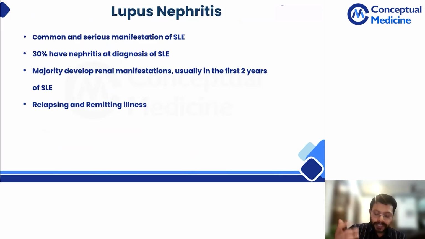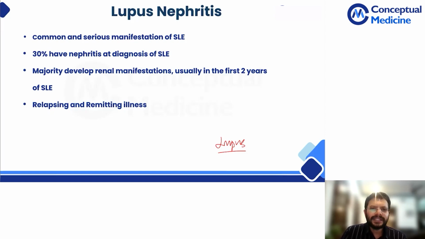So when we talk about lupus nephritis, the other disease that I want to discuss today is lupus nephritis. It is a very common manifestation of SLE. 30% have a renal manifestation at the diagnosis itself, and the majority of the patients, around 50-60%, will develop kidney disease, if not at the beginning, usually within the first 2 years.